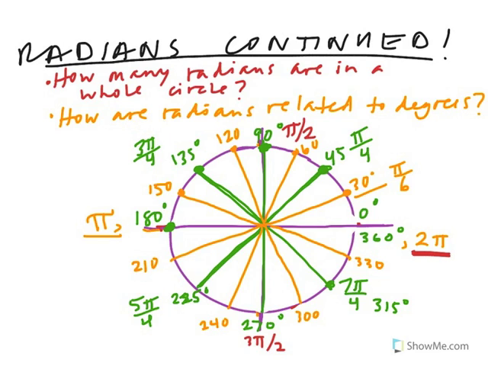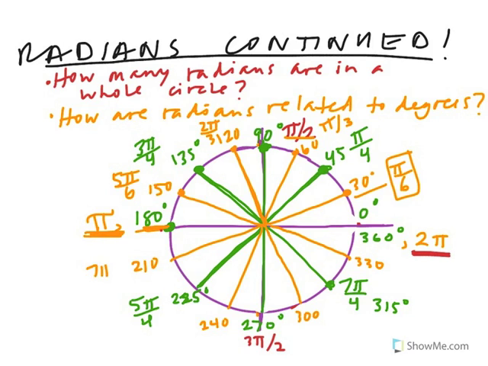Alright? So 30 degrees is just 1 pi over 6. 60 degrees is 2 pi over 6, which you can convince yourself is just pi over 3. 90 degrees is 3 pi over 6, which is just pi over 2. 120 degrees is 4 pi over 6, which is 2 pi over 3. 150 degrees is 5 pi over 6. And 180 is just 6 pi over 6.